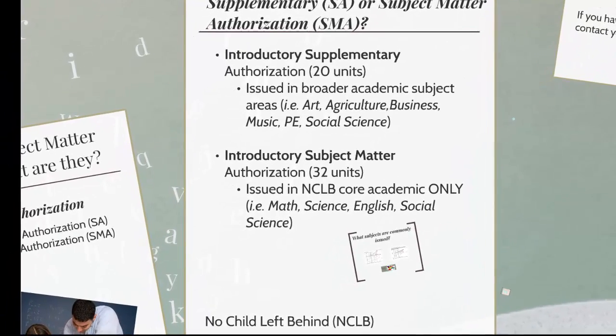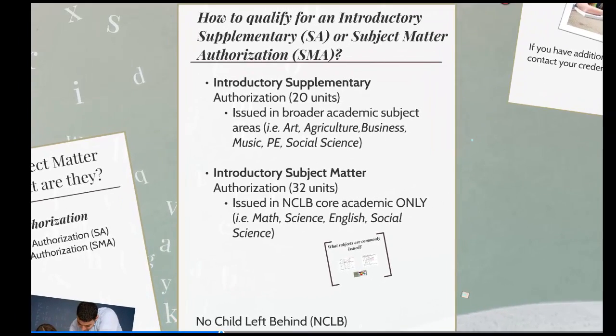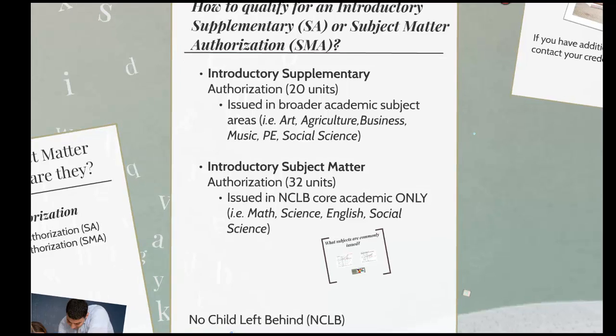Introductory subject matter authorization requires at least 32 semester units in the subject. Subject matter authorization is issued in core academic subjects only. In general, because of the difference in units, subject matter authorizations are No Child Left Behind compliant, while supplementary authorizations are not. If added to a multiple subject credential, it authorizes the educator to teach the content to students in grades 9 and below.